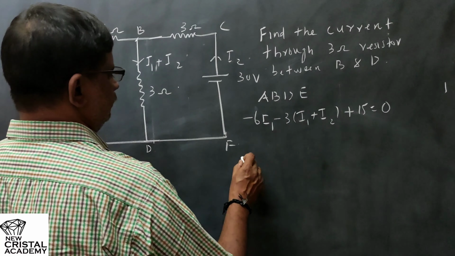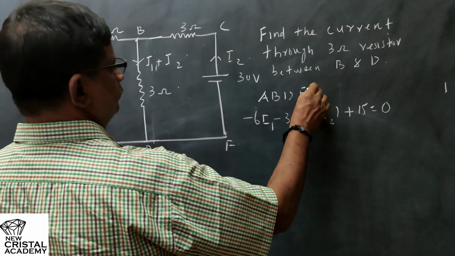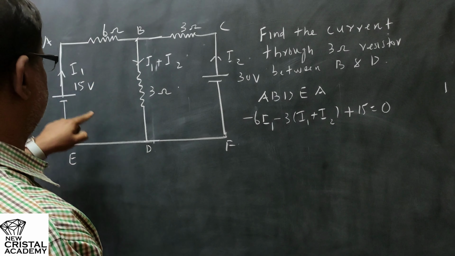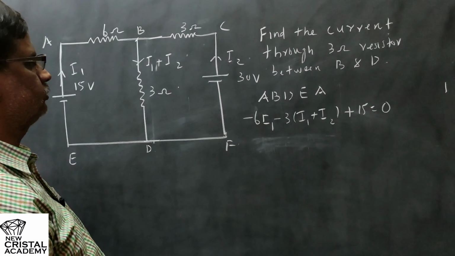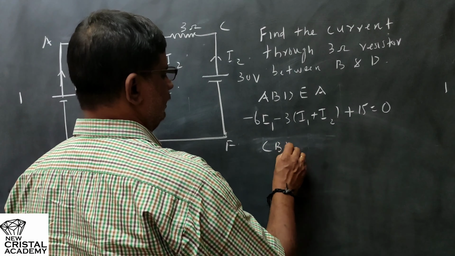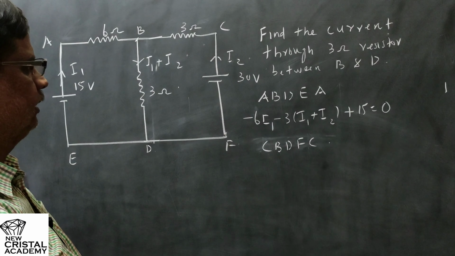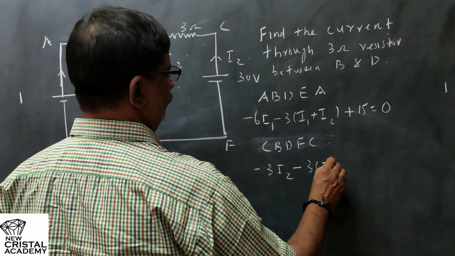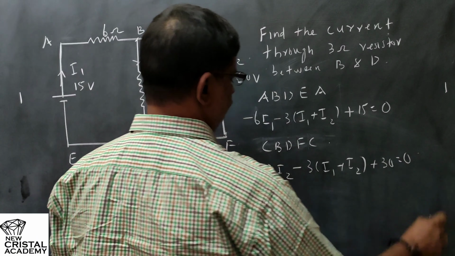Now let us apply the same rule for the loop. This should be ABDEA, it should be a closed loop. So we should end our journey at the same point from where we started. Only then can it be considered a closed loop. Now let us apply Kirchhoff's loop rule for the loop CBDFC. I start my journey from C. The current is I2, so minus 3I2 minus 3 into (I1 plus I2) plus 30 equal to 0.